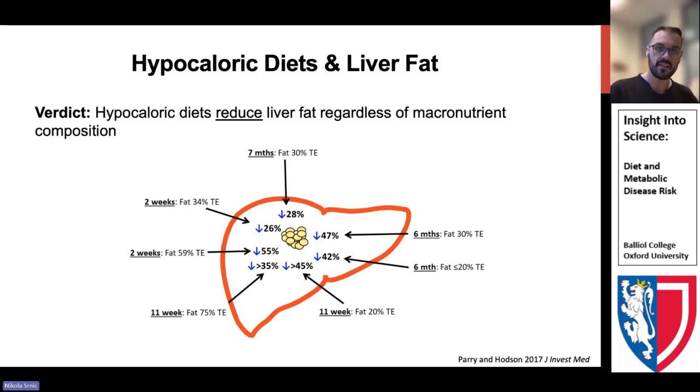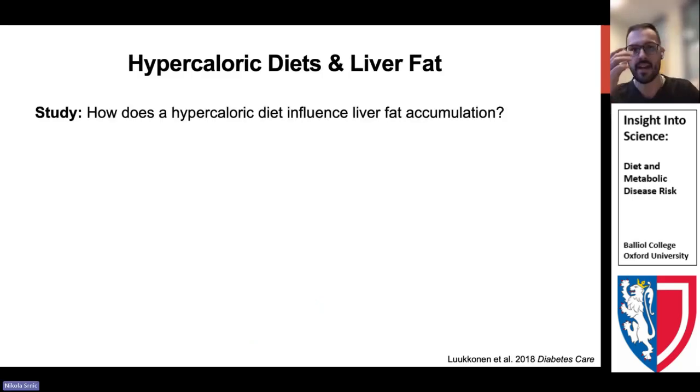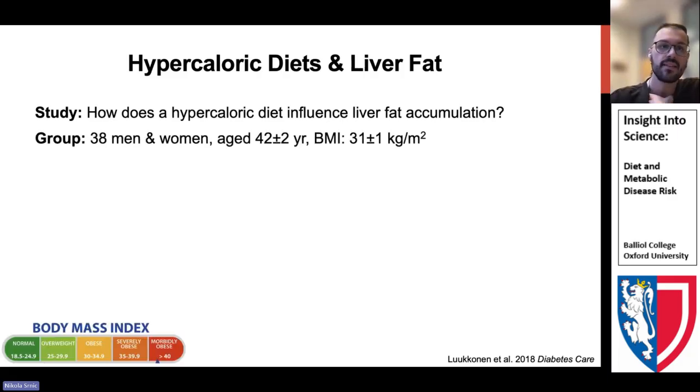So what we're seeing here is that if people consume fewer calories than they need, liver fat goes down, and what you eat kind of doesn't matter. What about on the other hand, where we're consuming a hypercaloric diet and gaining weight? Here we're looking at how it influences liver fat accumulation and body weight. In this study, they took 38 men and women who were aged 42 and had a BMI of 31. It's a bit of a narrower patient population, so to say, where their body masses were just on the cusp of being obese.